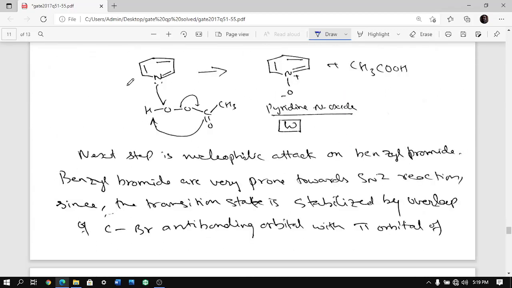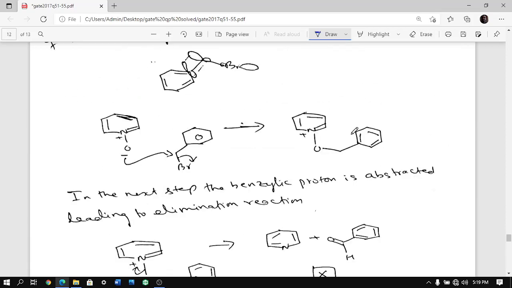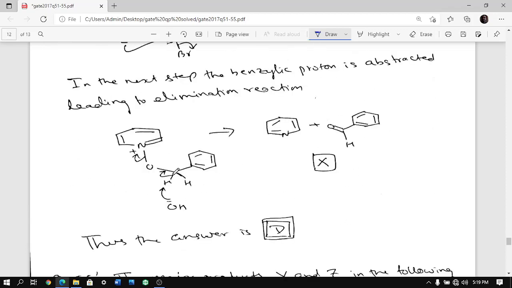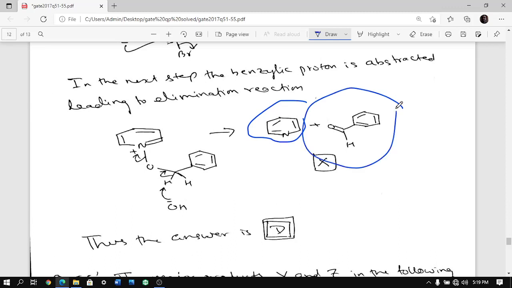So basically it reacts with the peroxy acid, it goes and attacks here, this electron comes here, this takes away a proton, you are getting N plus O minus, and then this O minus goes and attacks this benzylic position, Br goes out, and you are getting this. Next step is very easy, you put a base, so the base will take away this proton, you get a double bond here, this comes out, so you get pyridine, and you are getting benzaldehyde.